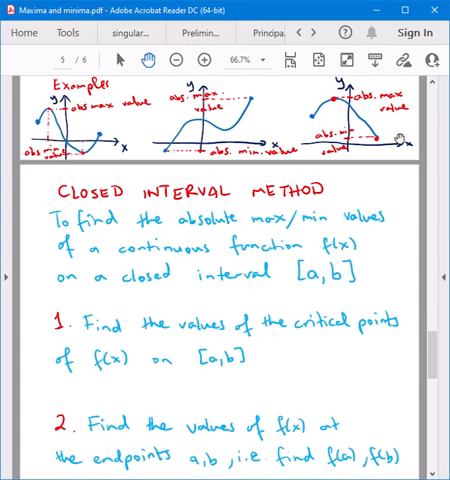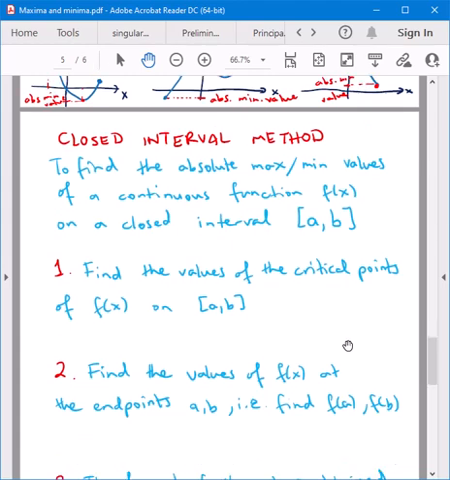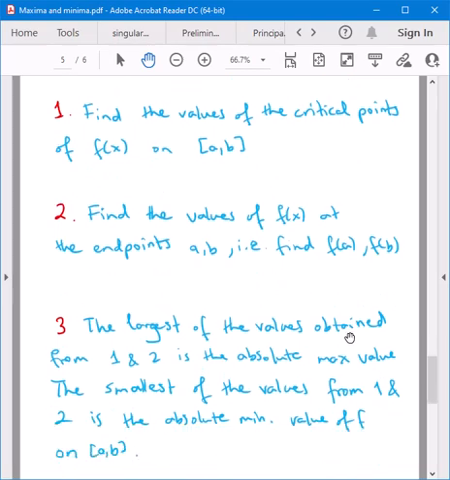Or look at the third picture. The absolute maximum value is a critical point, and we check first the critical points where the derivative is 0. In the second picture, the absolute max and absolute minimum are happening at the endpoints. On the third picture, the absolute minimum value is happening on the endpoint. So we check both the endpoints and the critical points, the values of the critical points. Then the largest one of these values obtained from checking the endpoints and the critical points will give us the absolute maximum value. The smallest one of them will give us the absolute minimum value.